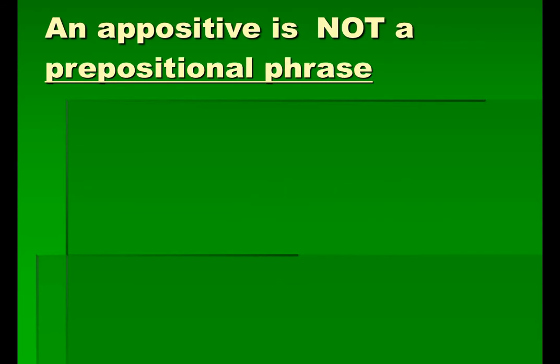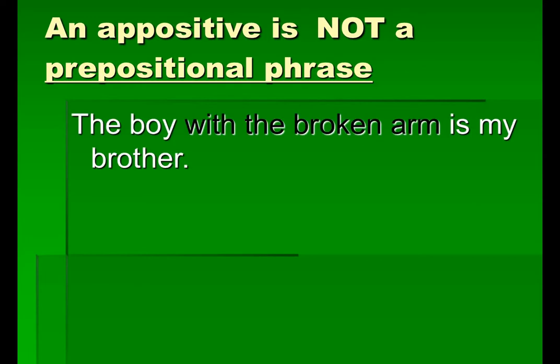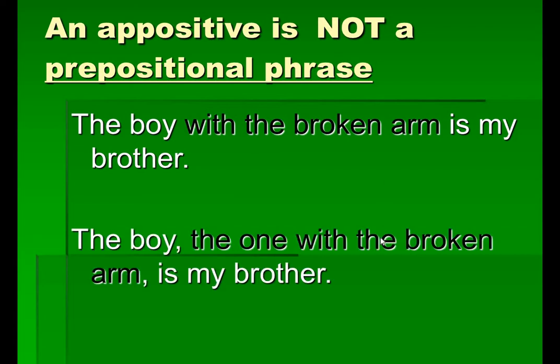An appositive is not a prepositional phrase. Okay? Prepositional phrases are something different. We're going to learn about them a little later. Prepositional phrases don't get any extra different punctuation. They just get kind of thrown in. So if I said the boy with the broken arm is my brother, that's a prepositional phrase. We're going to talk about that next week, so don't panic.